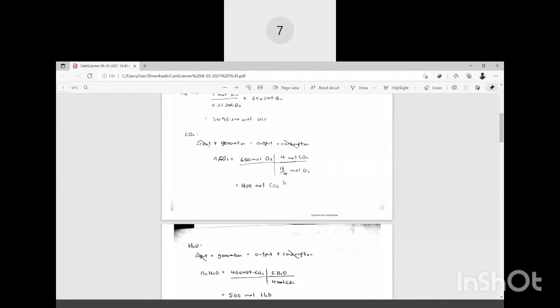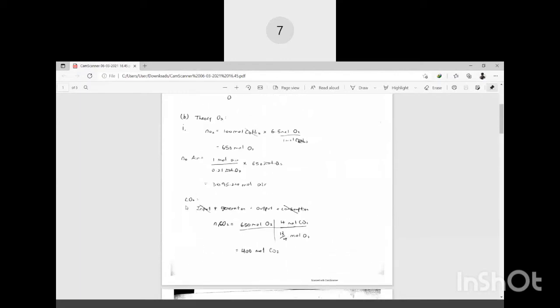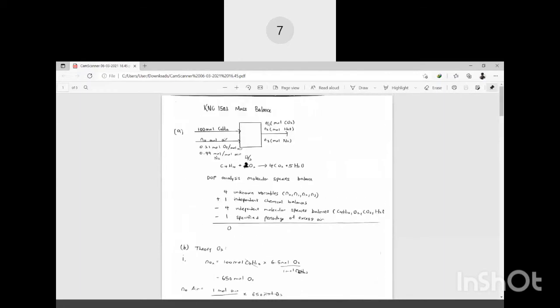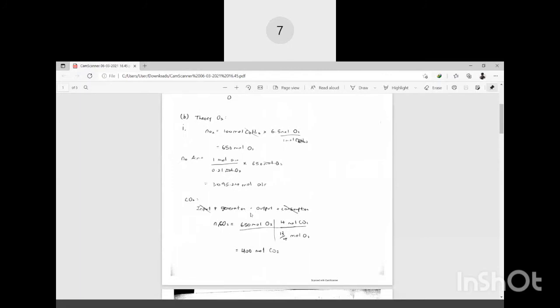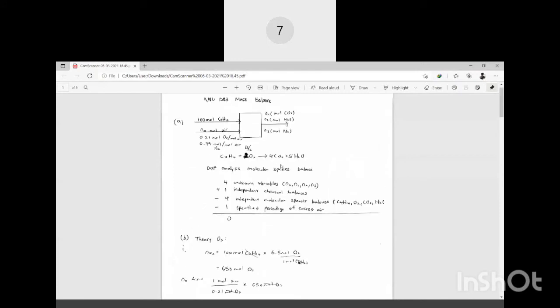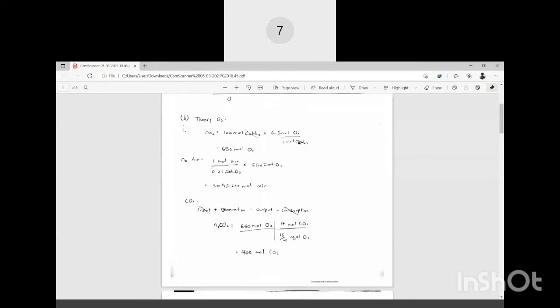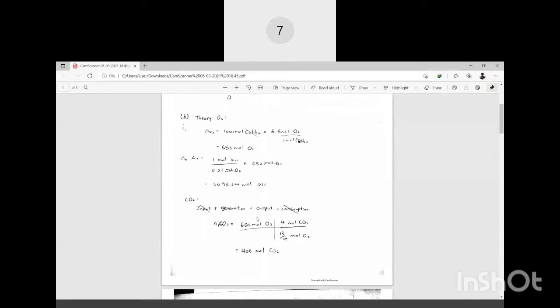So firstly, I'm going to find the mole of CO2, which is N1. So this is generation equals output because we don't have any input of CO2 and also we don't have consumption. So we can just ratio it out. 650 mole O2, we found it here, divided by 4 mole of CO2, which is from the chemical balance here. So the 13 over 4 mole of O2 cancels out this O2. So we got this 400 mole of CO2.